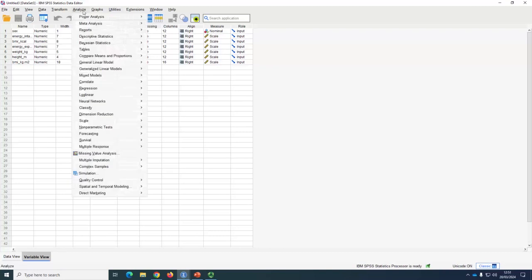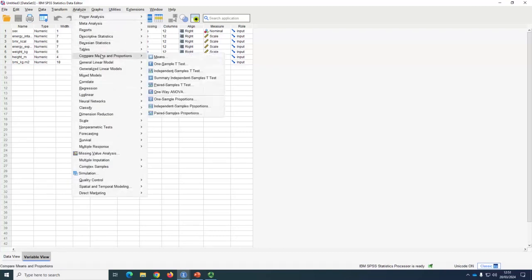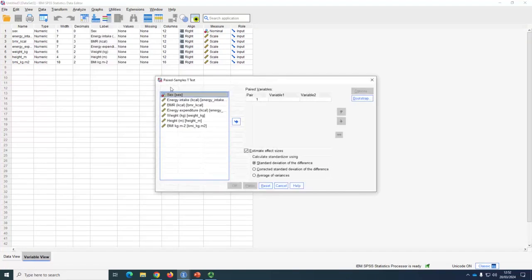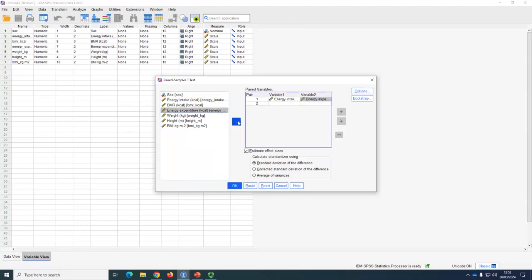So go to analyze, and now go to compare means and proportions, and let's go to paired samples t-test. Okay, and you should get a window that looks like this one. Once you're there, I want you to take energy intake and make it variable 1, and click energy expenditure and put that as variable 2. So your setup should look like that. Once you've set that up, you can press OK.